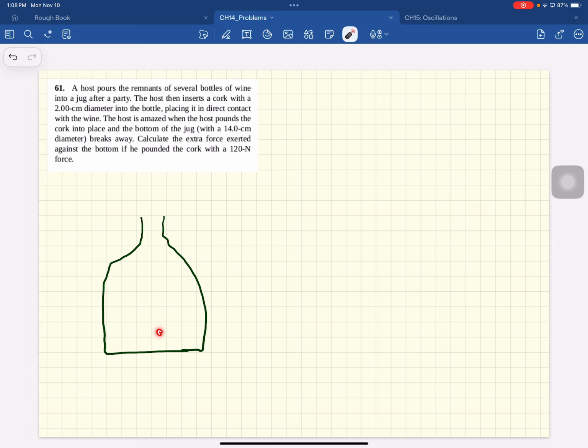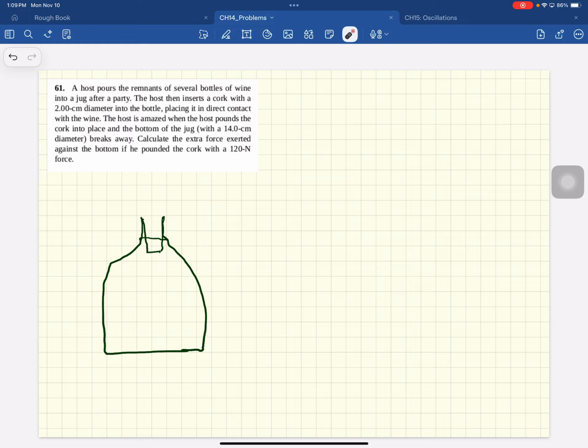Okay, so here's a wine bottle. A host pours the remnants of several bottles of wine into a jug after a party. The host then inserts a cork with a 2 centimeter diameter into the bottle, placing it in direct contact with the wine. So the cork has to be, so it's filled with wine.